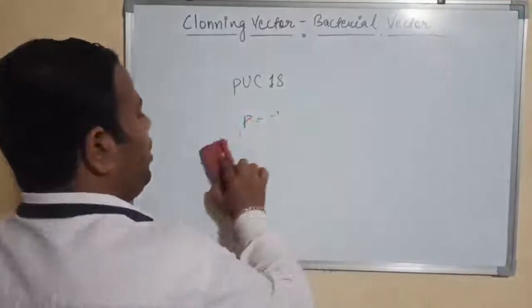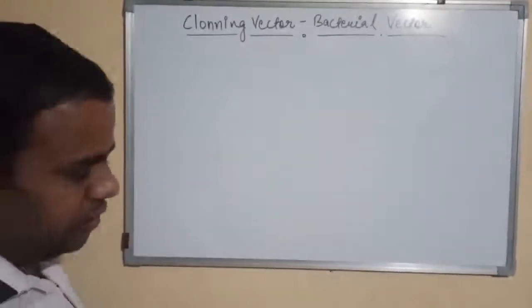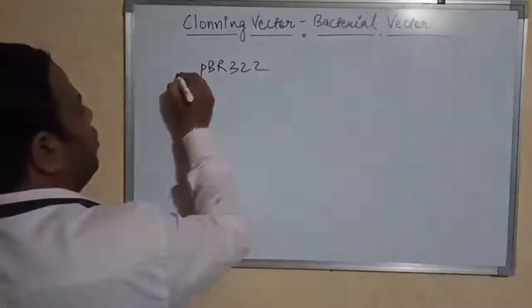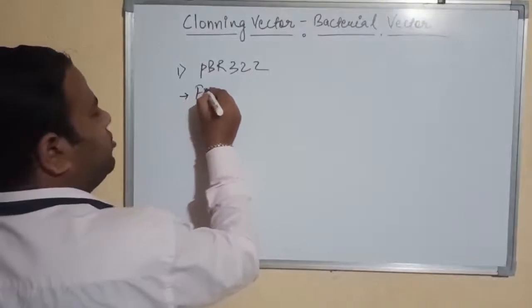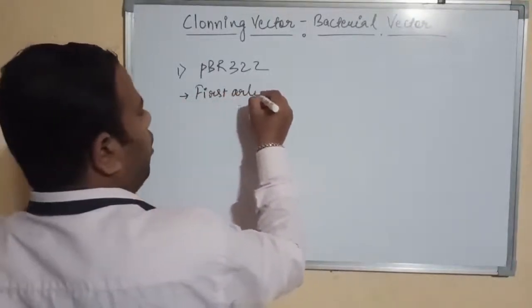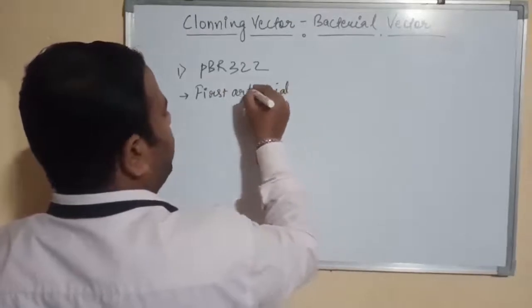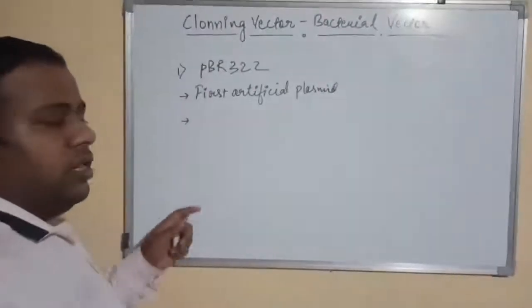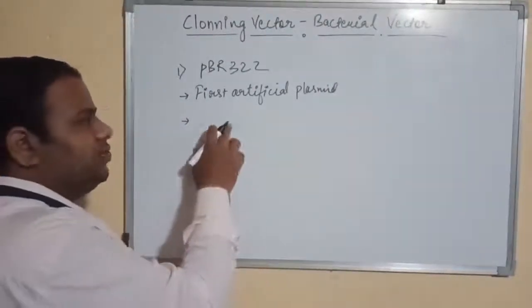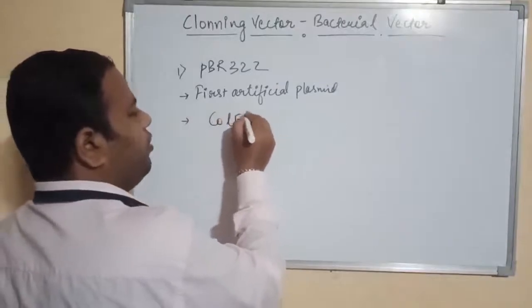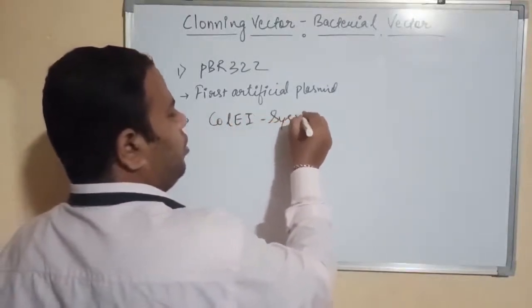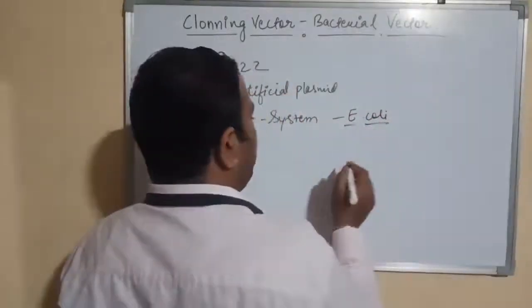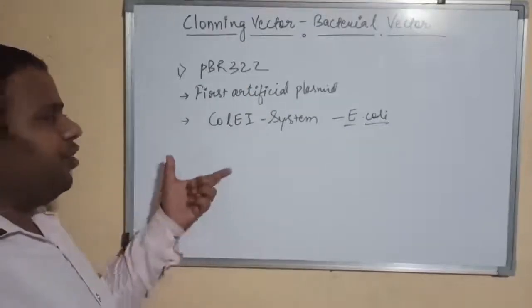Okay, so let's see the pBR322 plasmid first. So it's the first artificial plasmid to be developed. The replication system or the ORI site in this plasmid is taken from the ColE1 system. ColE1 replication system, that is isolated from E. coli. So E. coli's ColE1 system is used here for replication purpose.